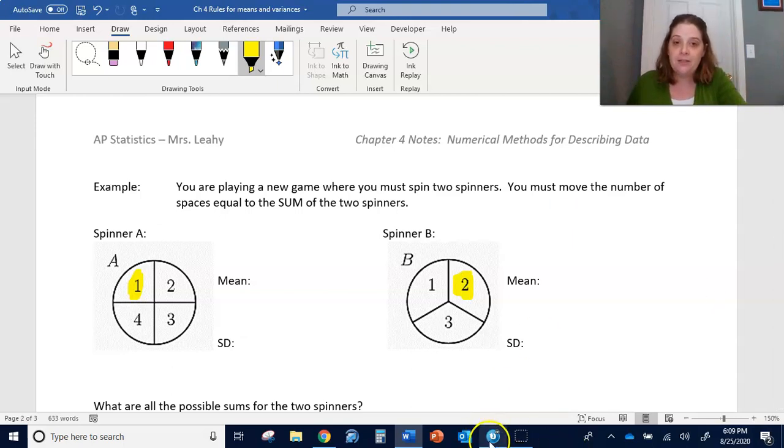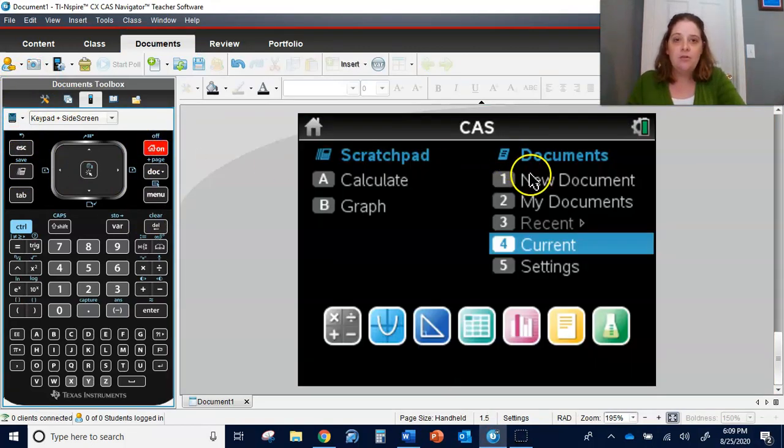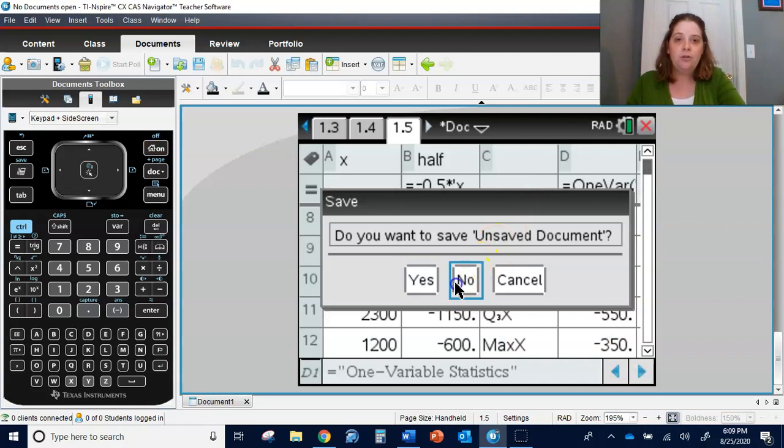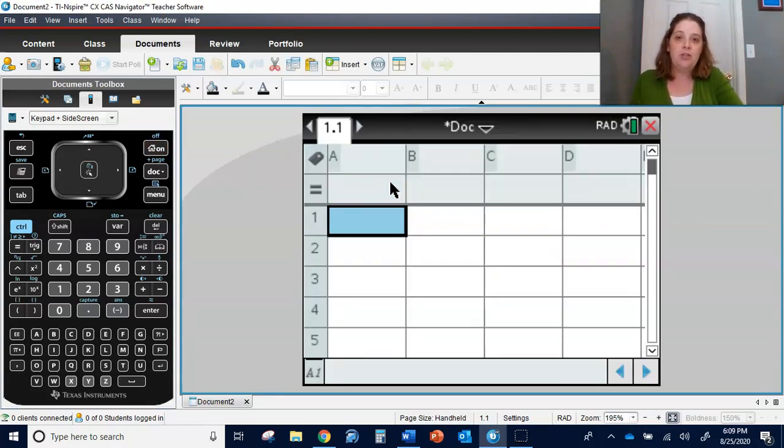Now I'm going to go to my TI Inspire here, and I am going to make a new document. It's going to ask, do you want to save the old one? Nope. Goodbye, document. And we want a lists and spreadsheet page. Just to keep these straight, I'm going to call this A for spinner A, and this B for spinner B. Remember in statistics, you always want to put those labels on the top of your variable.